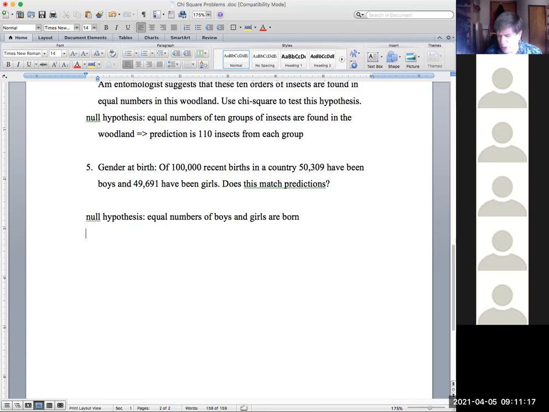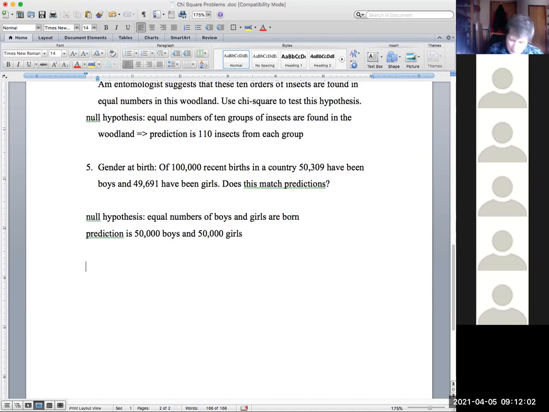So here, notice there's 100,000 total births. So our prediction from our null hypothesis is 50,000 boys and 50,000 girls. For this one, some people didn't look at the 100,000 births or didn't add up the total of boys and girls. You could get the same number that way. So they had very unusual predicted numbers.